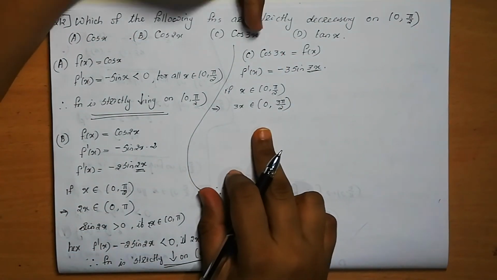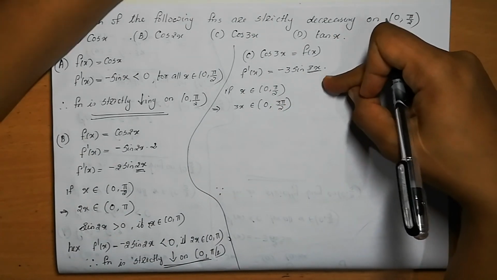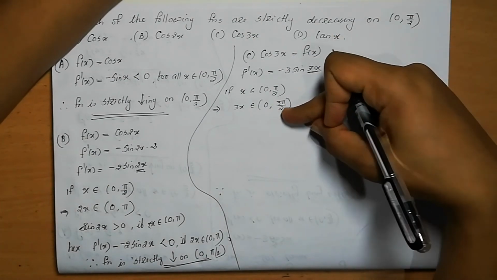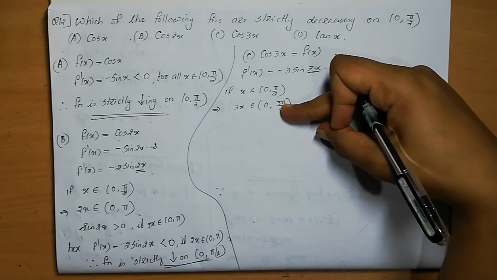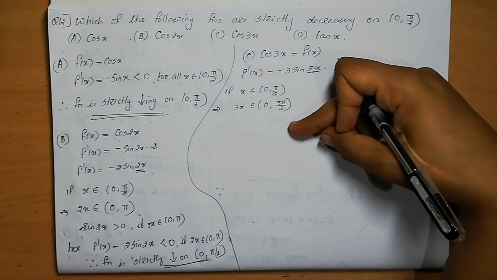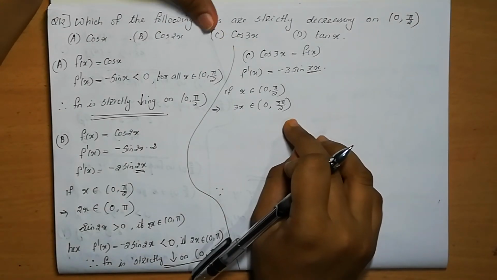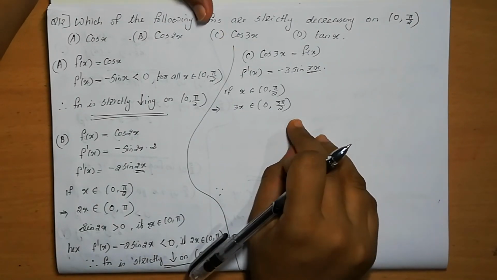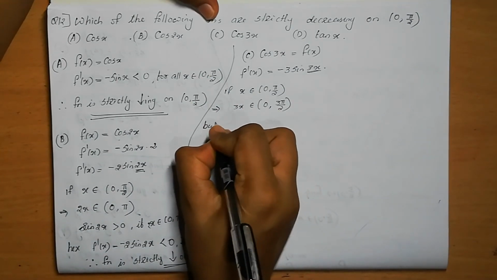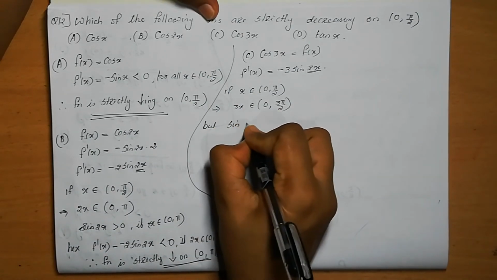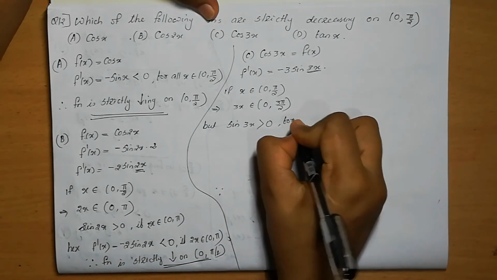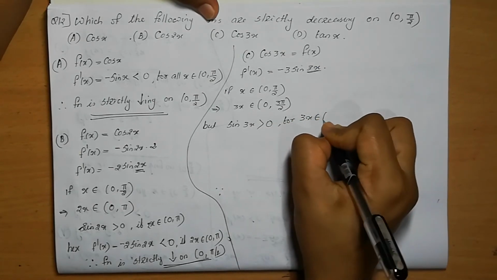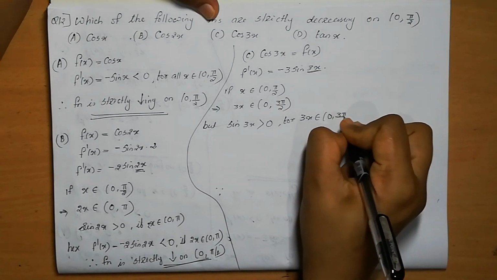But the sin 3x value for 0 to 3 pi by 2 means this pi by 2 is what? 90 only, right? So 90 into 3 is 270. Between 0 to 270 we can see that the sin values are positive only, right? So what we need to write? The sin 3x is greater than 0 for 3x belongs to 0 to 3 pi by 2.